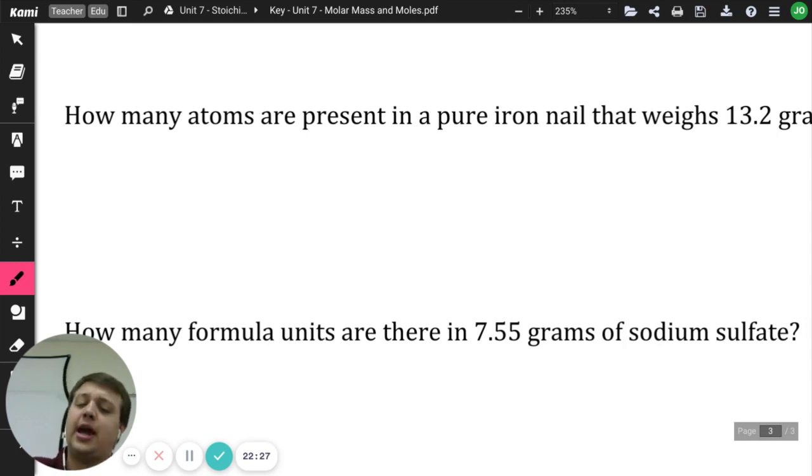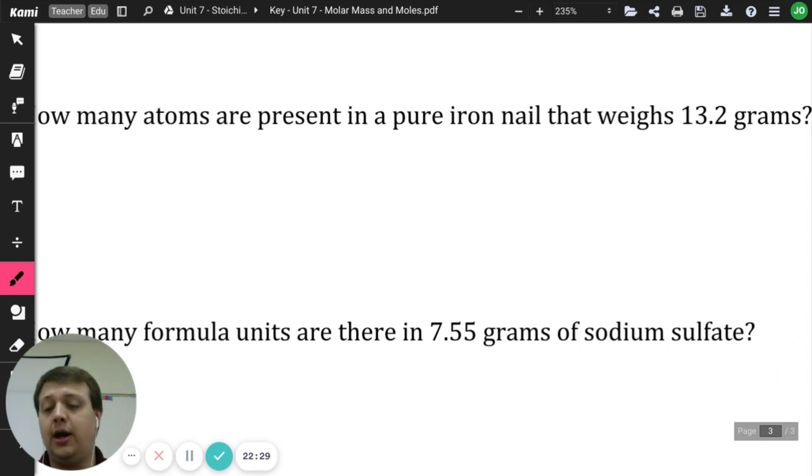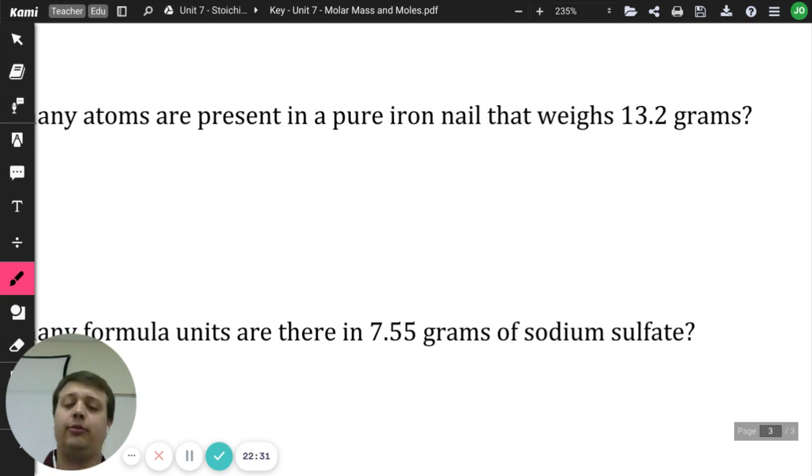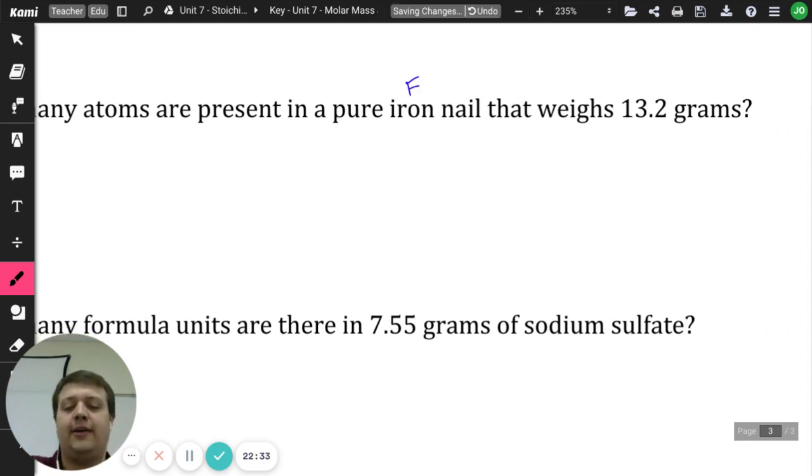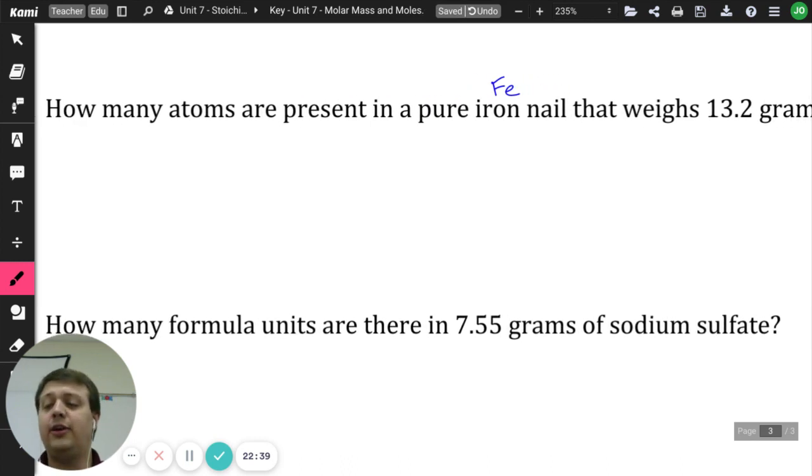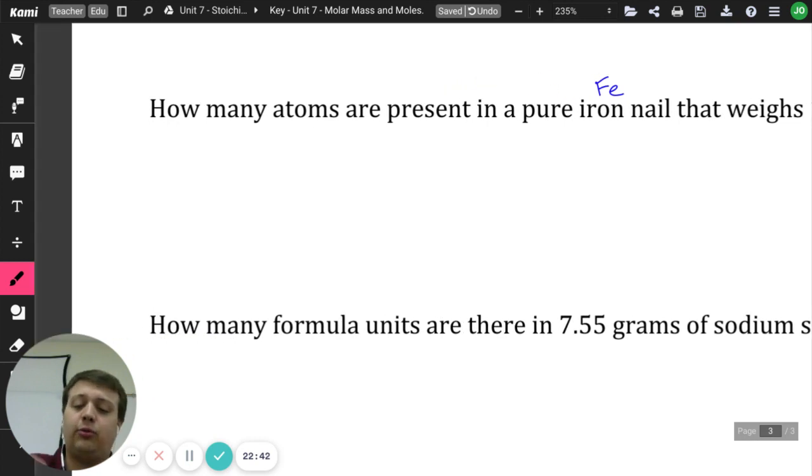It says how many atoms are present in pure iron if it weighs 13.2 grams. So pure iron is just Fe, right? It's the element iron from the periodic table. So I have 13.2 grams of iron, and that's what I'm going to start with. Start with your known, 13.2 grams of iron.